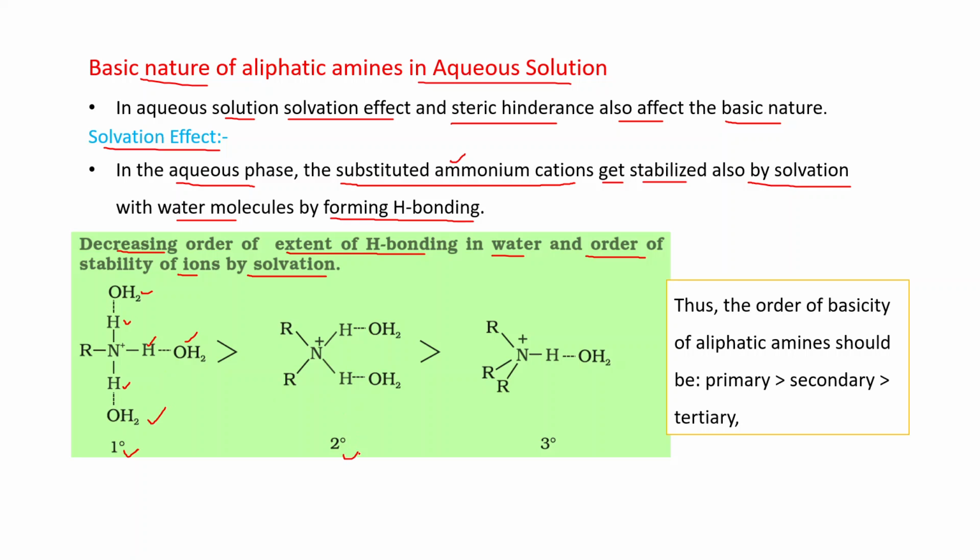In the case of the secondary amine, that is, the ammonium cation formed by the secondary amine, only two hydrogen atoms are there. That's why only two hydrogen bonds are formed. That's why this is less stable compared to this one. And this is the ammonium cation formed from the tertiary amine. This is the least stable.